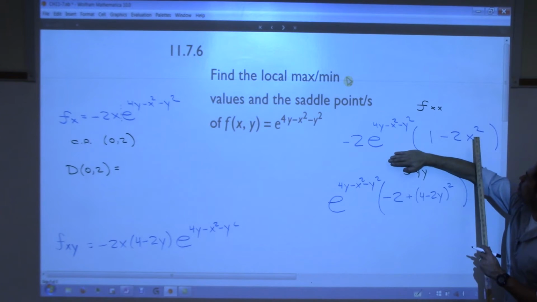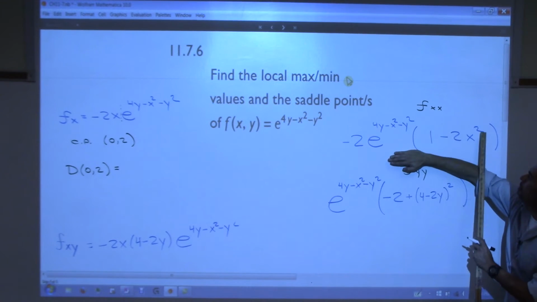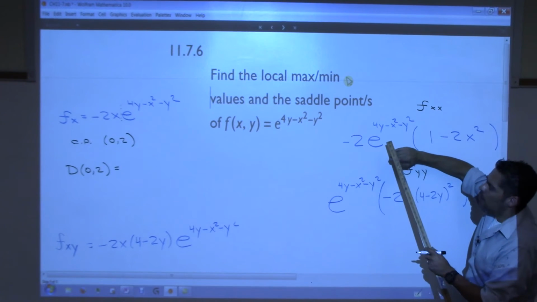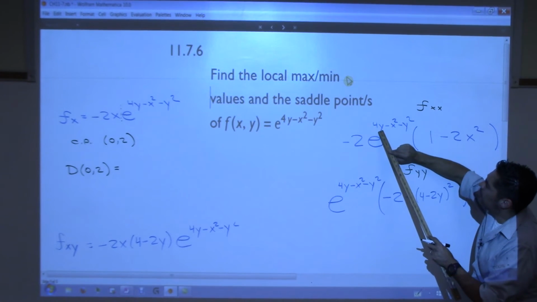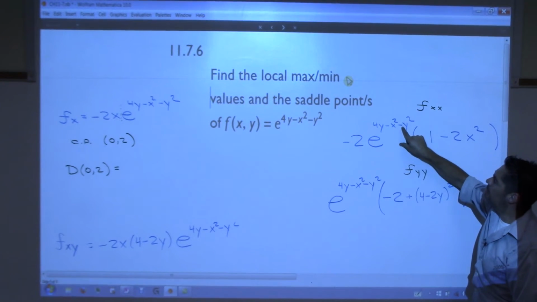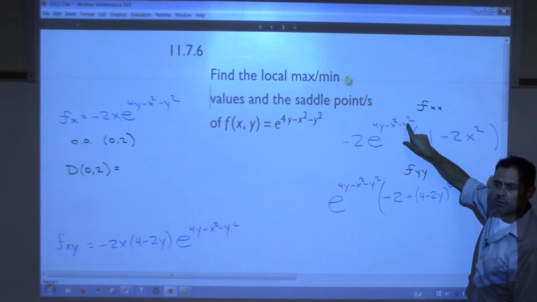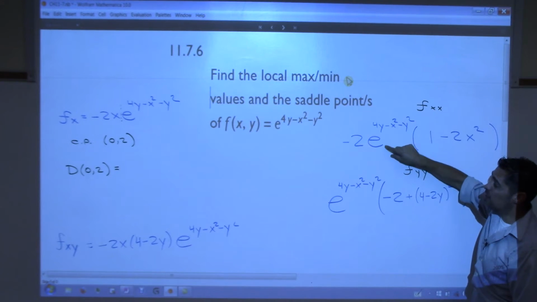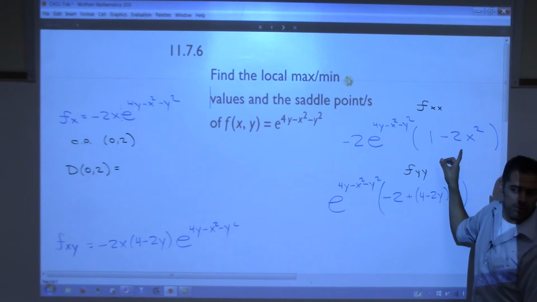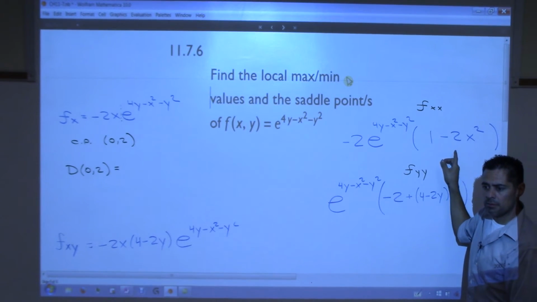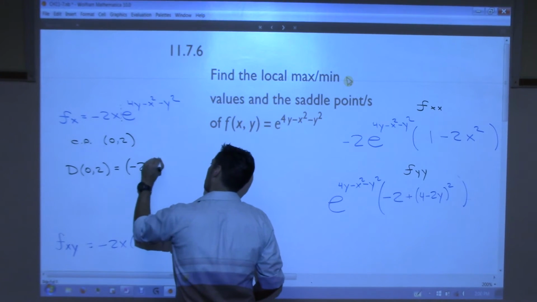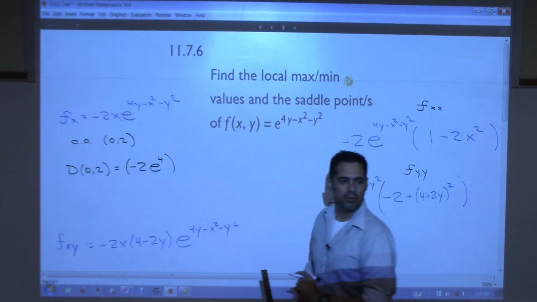Let's see what happens. 0 for x, this is just going to be a 1. Y is 2, so that's 8 minus 0 minus 4. So e to the 4. Negative 2 times e to the 4 times 1. So negative 2 e to the 4th. Anybody have a question on how I got that?